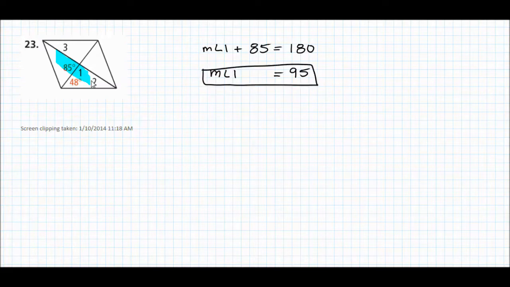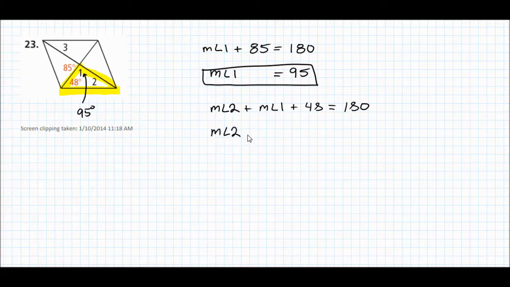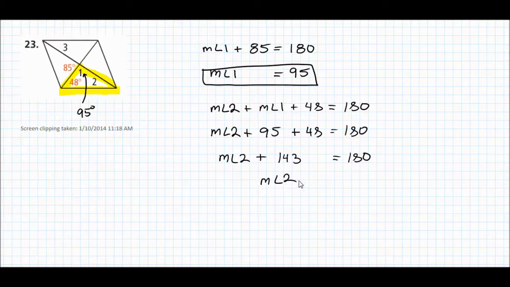Next step, let's look at the small triangle right here. We know the sum of all three angles must be 180. So the measure of angle 2 plus the measure of angle 1 plus 48 must equal 180. The measure of angle 2 we don't know yet. Angle 1 was 95, which we just solved for, and 48 was given. So angle 2 plus 143 equals 180. Subtract 143 from each side, and the measure of angle 2 equals 37 degrees.